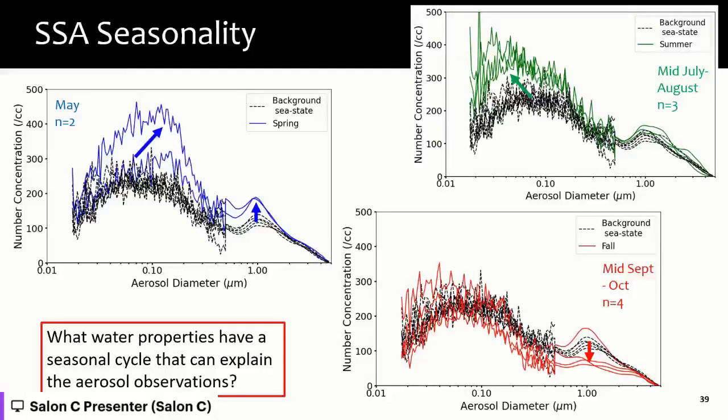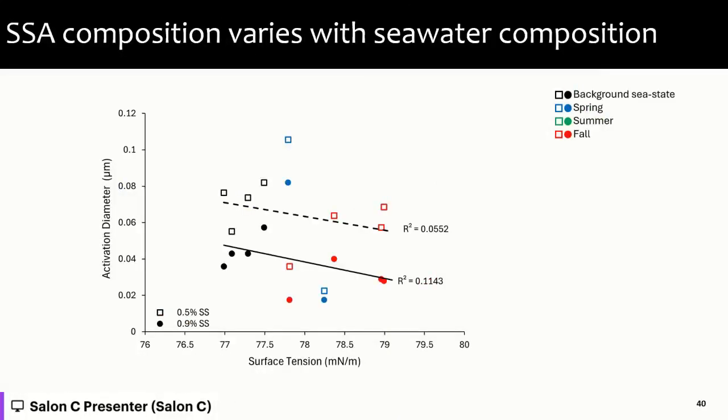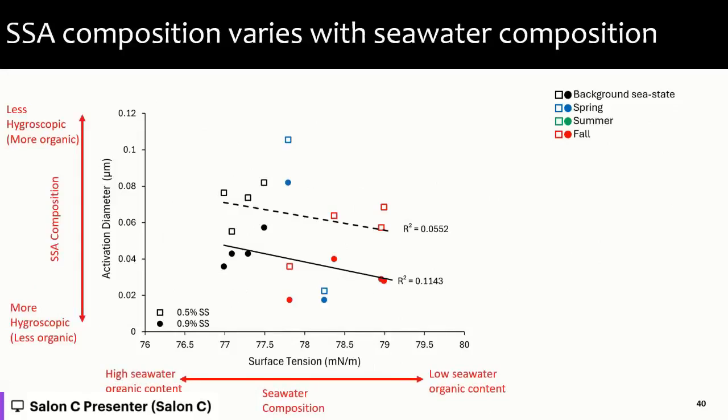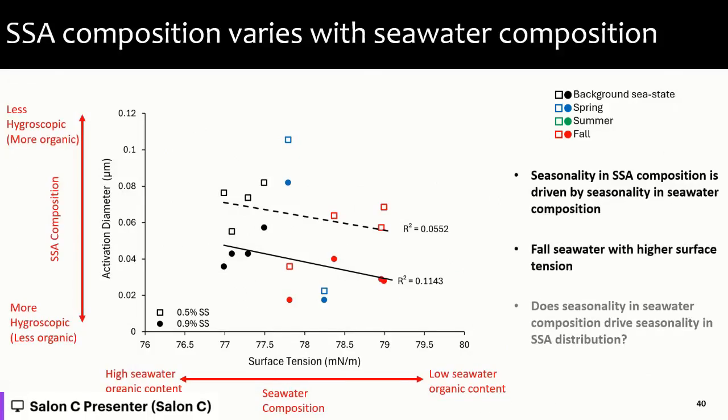Is there some seasonality to the water properties that can explain this? We're kind of short on time, so I'm going to skip this figure. We were trying to use surface tension to see something about the composition of the water, and it does seem to change on a seasonal basis, but not really enough to understand what we're doing.